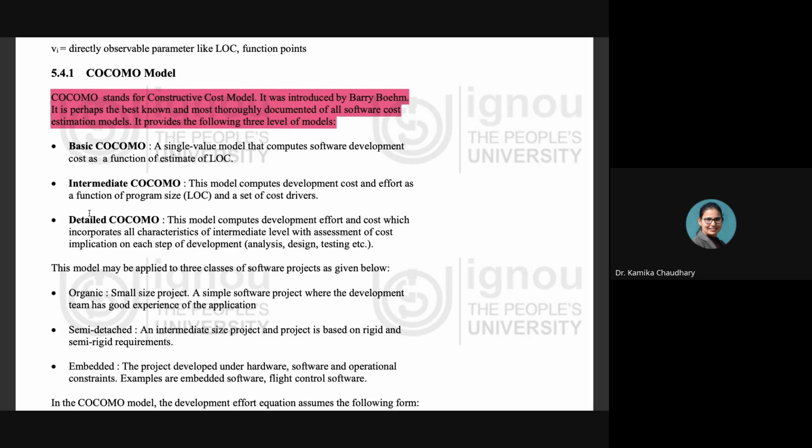So in the case of the detailed COCOMO model, it goes step by step. And in the case of the intermediate COCOMO model, it considers the LOC and also the set of cost drivers. Whereas in the case of the basic COCOMO model, only the estimate of the LOC is performed.